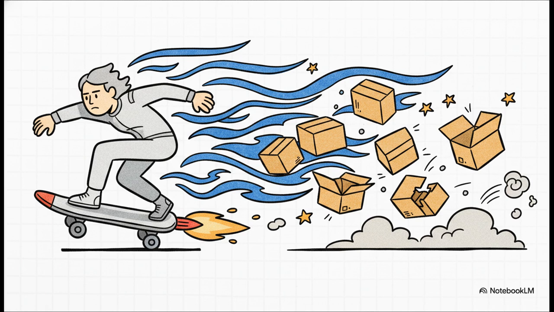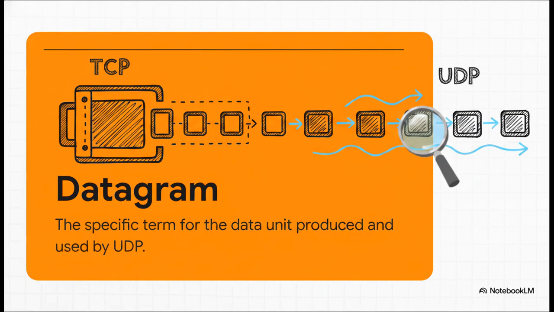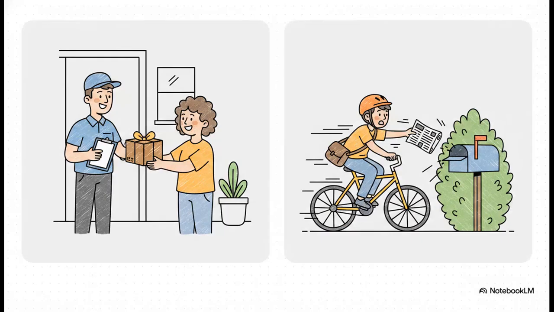However, there's a catch. It offers absolutely no guaranteed sequencing, and it never, ever retransmits lost data. If a packet gets lost in transit, UDP just shrugs and keeps moving. And just like TCP chops data into segments, UDP also breaks data down into smaller chunks. But to tell them apart, the data units that are produced and used by UDP have their own special name. We call them datagrams. Let's put them side by side to really lock this in.